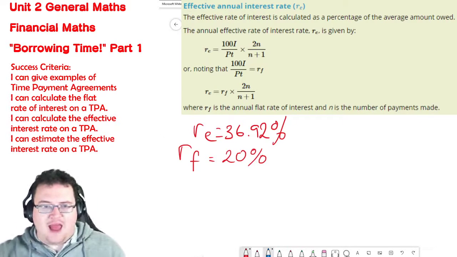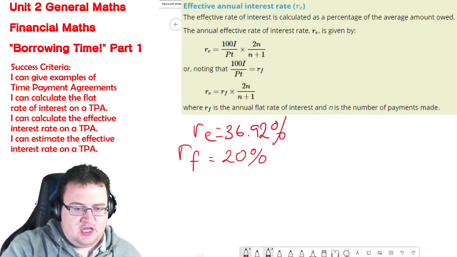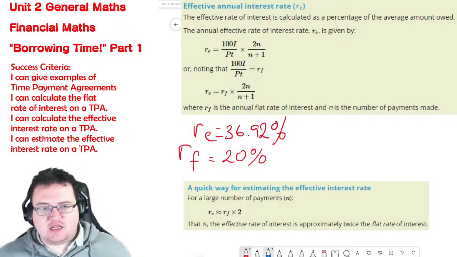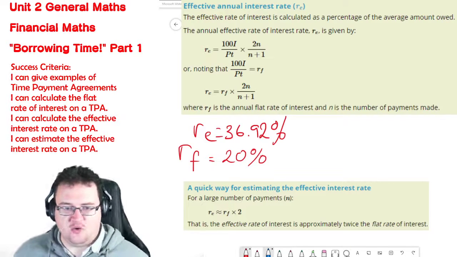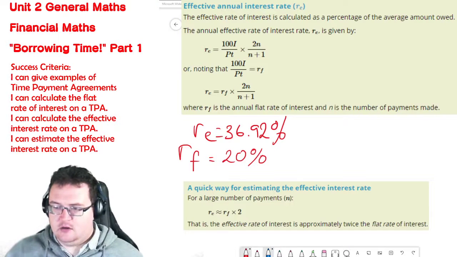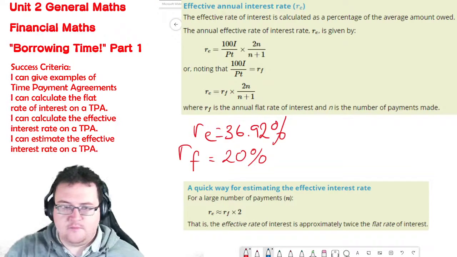All right, and that is actually the last little thing I need to teach you guys today. If you need to estimate your effective interest rate on a time purchase agreement, you can approximate it by simply doubling the flat rate.